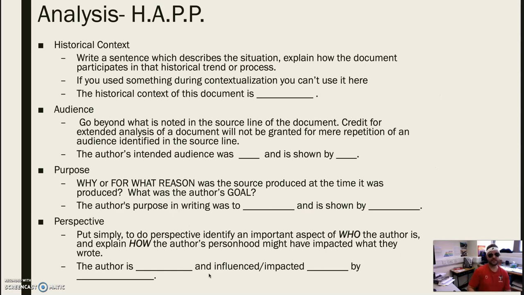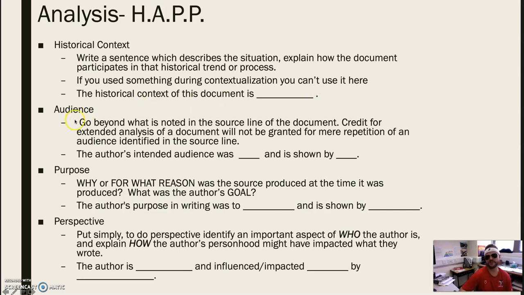Historical context: you're going to write a sentence which describes a situation, and explain how the document participates in that historical trend or process. If this is one of your analyses, it cannot be something you have in your contextualization, and it cannot be something you have in your extra evidence at the end. So be mindful of that, all right? This is what your sentence should look like: The historical context of this document is blank, right? So that's what your sentence should be.